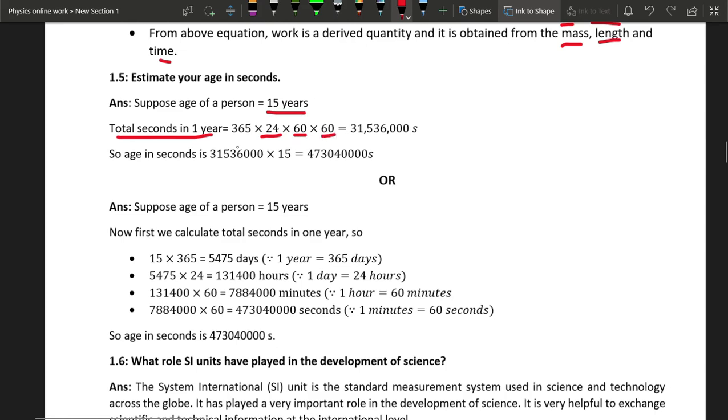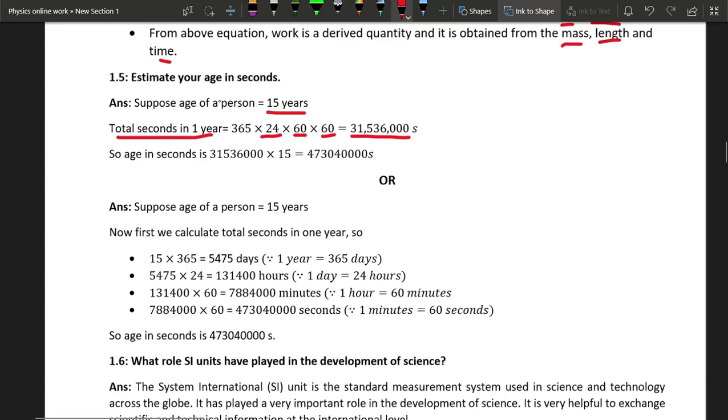So when we multiply 365 days by 24 by 60 by 60, it will give us this value, which is unit, 10, 100, 1000, 10,000, lakh, 10 lakh, crore. So it will be 3 crore 15 lakh and 36,000 seconds in 1 year.